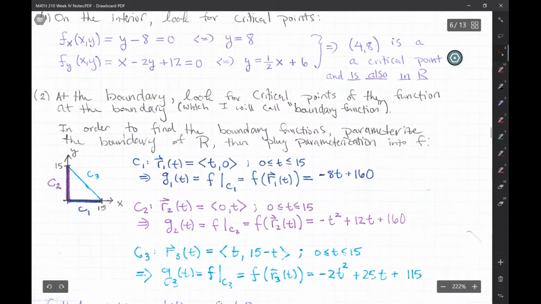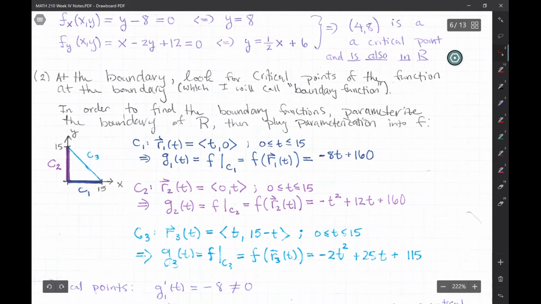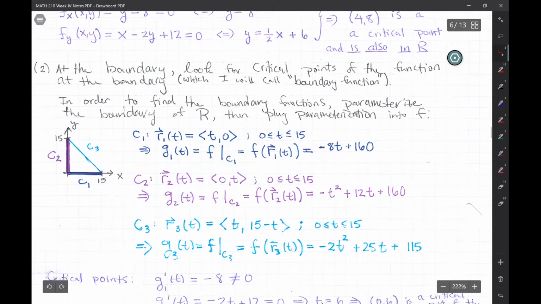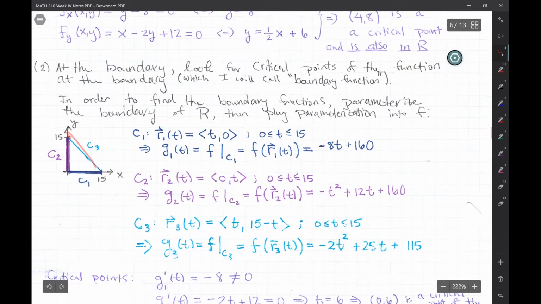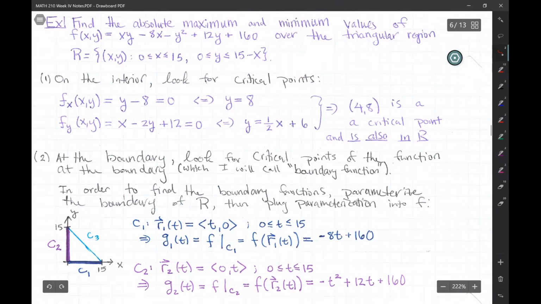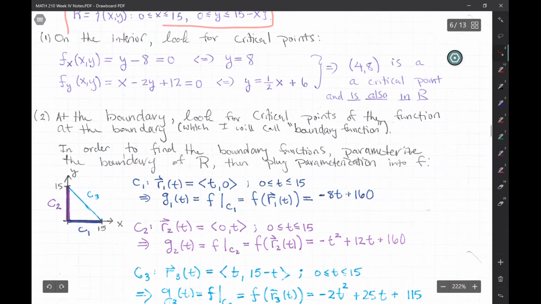So good. That's the critical point, and that's all the critical points there. And now let's go to the boundary. Now, what do we look for in the boundary? We look for critical points of the function at the boundary. And here, I'm just going to call it the boundary function. That's just my terminology. It's better than saying the function at the boundary. We just say boundary function. In order to find the boundary functions, we're going to have to describe the boundary. Our region, if we were to draw our region, looks like this.